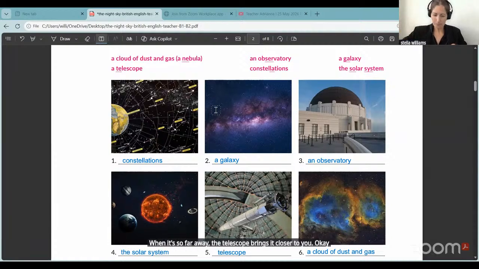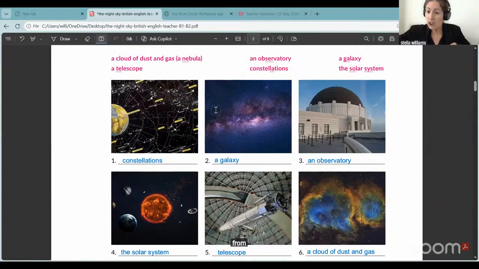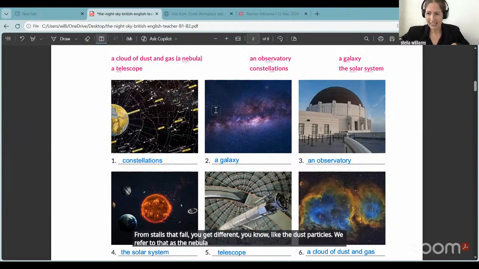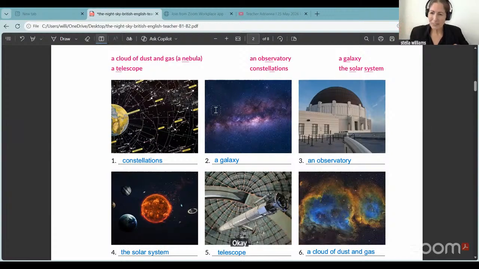And then, of course, number 6, which is the nebula, which is like leftover dust from, for example, a star that falls, all right? That dust in the sky from stars that fall, like the dust particles. We refer to that as the nebula. Okay, great, everyone. Thank you for your participation there.